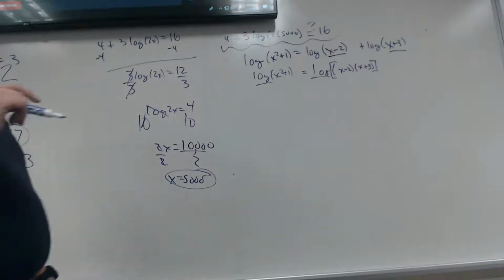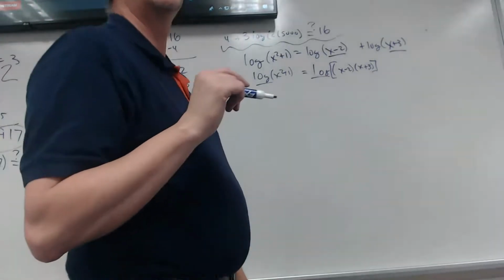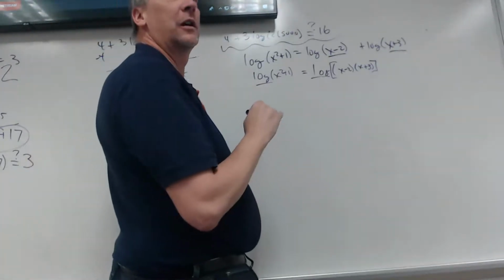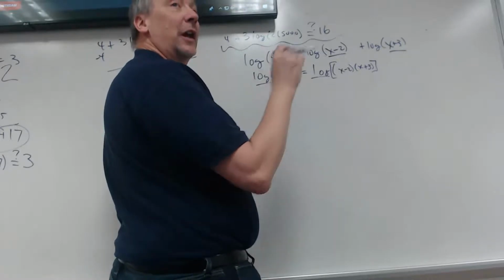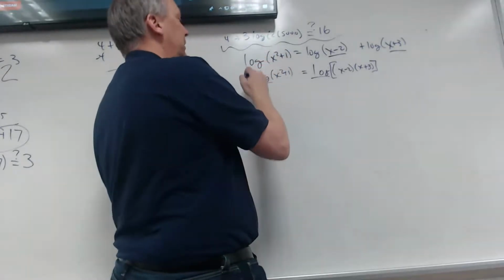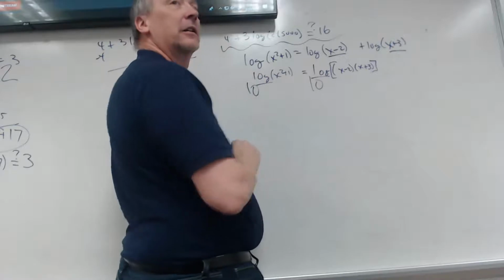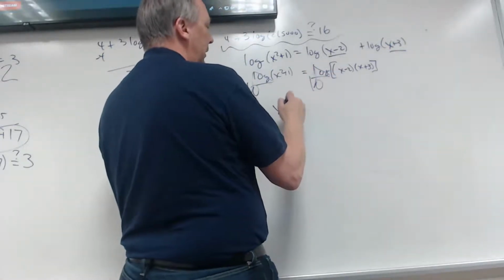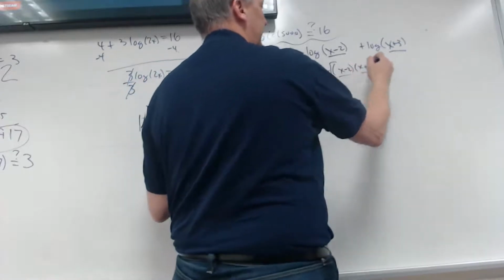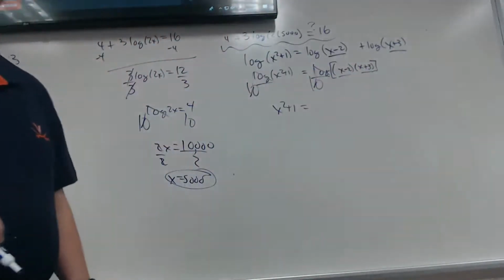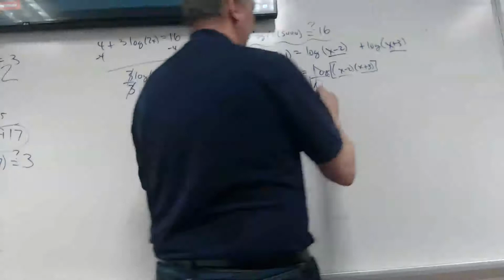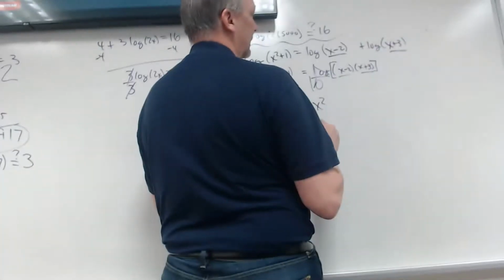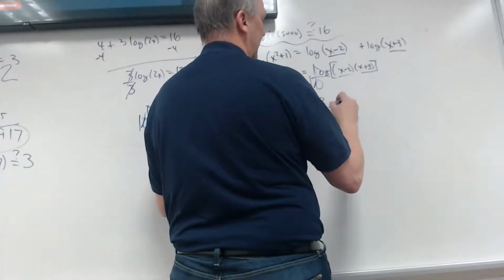Okay? What's the base? 10. Base 10, so do the anti-log or the inverse log, and then it's just like putting a big 10 there, right? So that's going to wipe that out, wipe that out. I'm left with x squared plus 1, and then can you FOIL that out for me? It would be x squared plus 3x minus 2x.